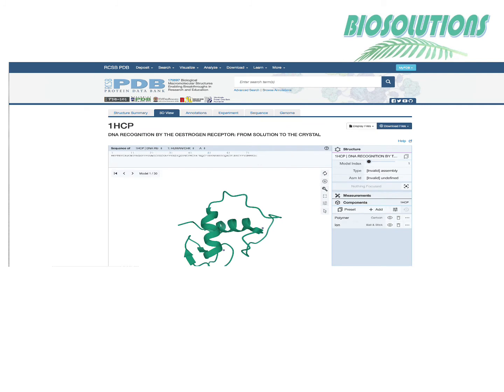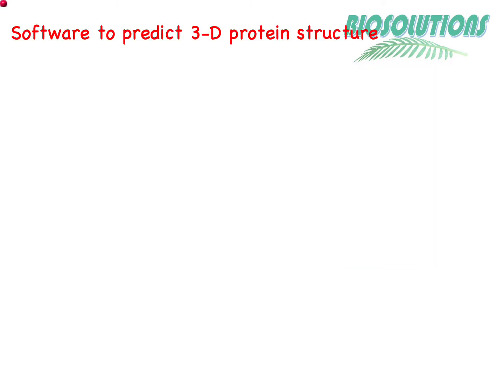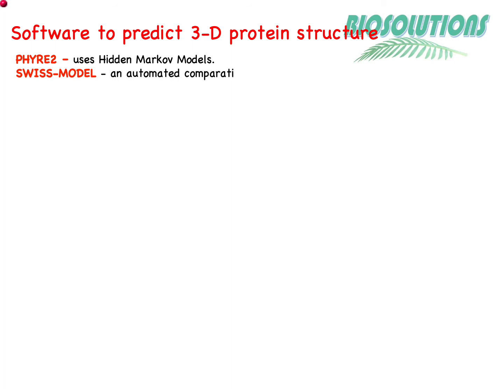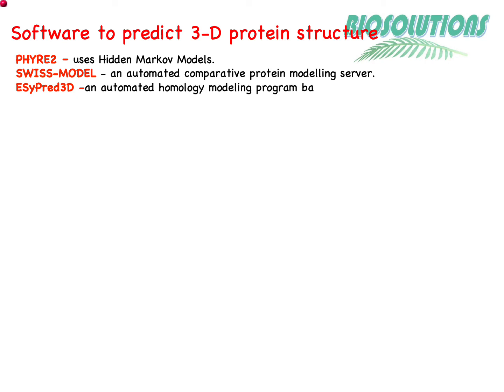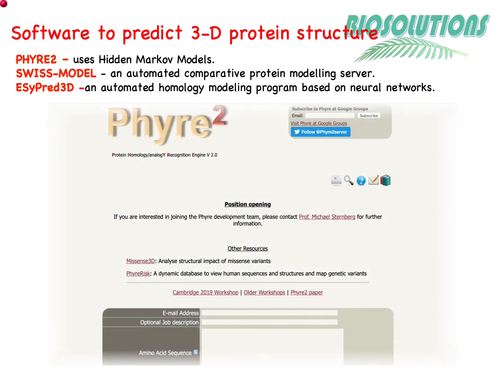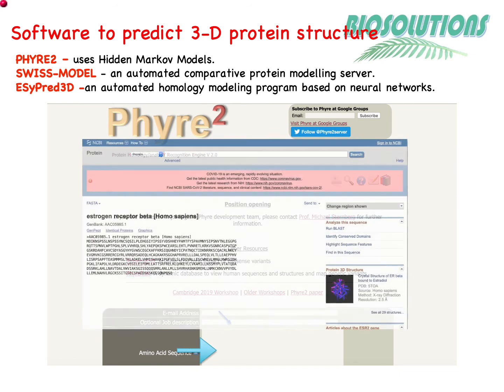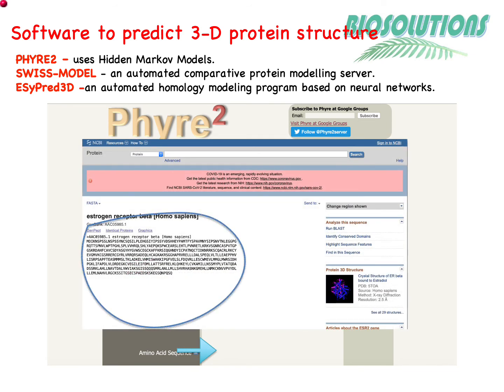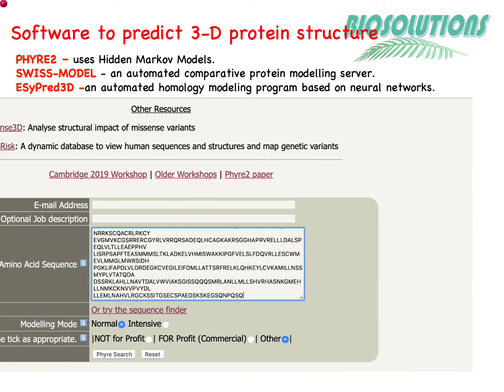Several protein three-dimensional structure prediction softwares or tools such as FFAS, Swiss Model, EasyPred 3D are available, which can build a 3D model of the given primary sequence. Phyre2 is a protein homology or analogy recognition engine which uses hidden Markov models for the alignments. Swiss Model is an automated comparative protein modeling server. EasyPred 3D is an automated homology modeling program based on neural networks.